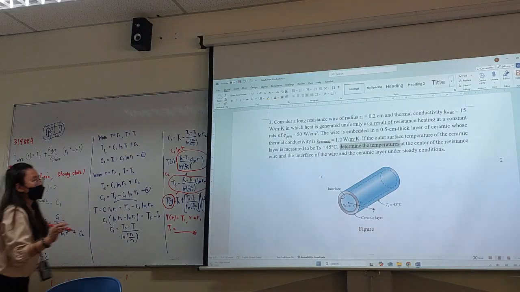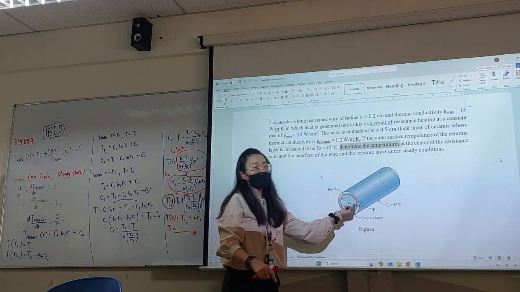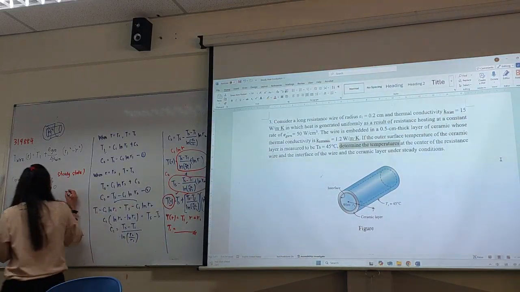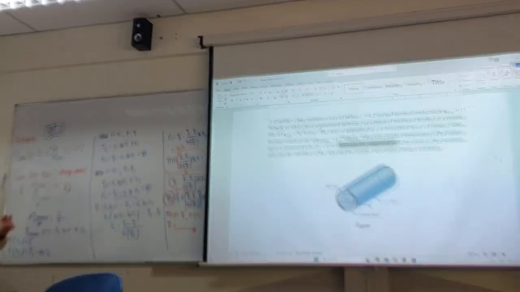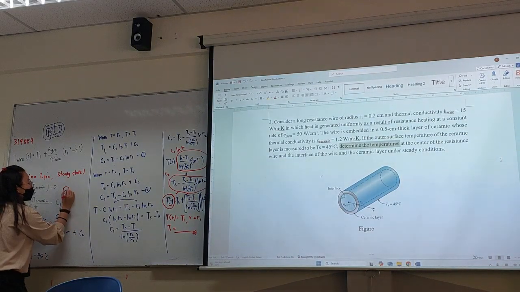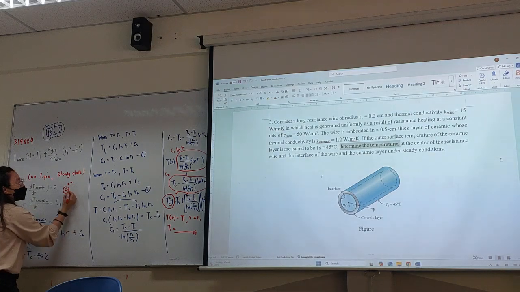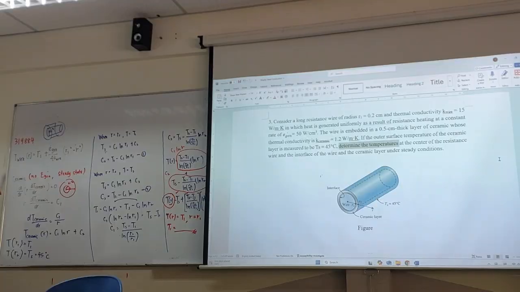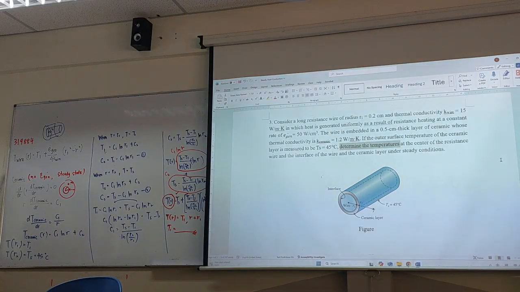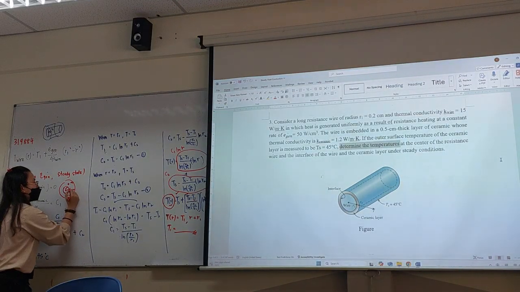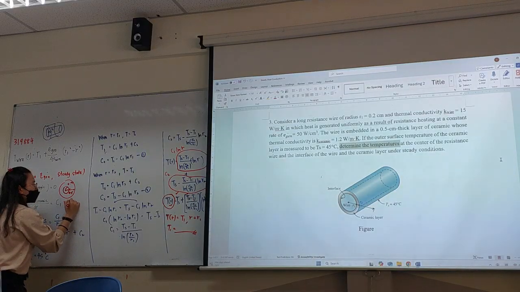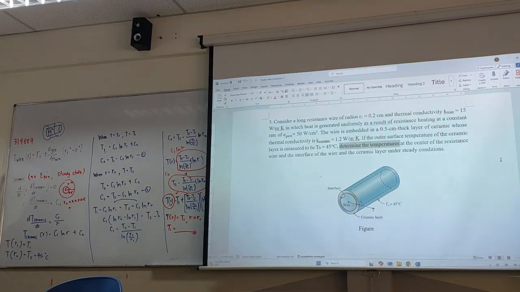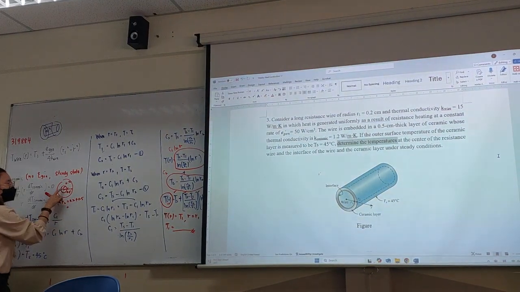Then you need to be careful with your R2. Inside, they give you the radius is 0.2, and there is another thickness here of 0.5, so your R2 is 0.2 plus 0.5. This question is very lucky, they give you the radius.